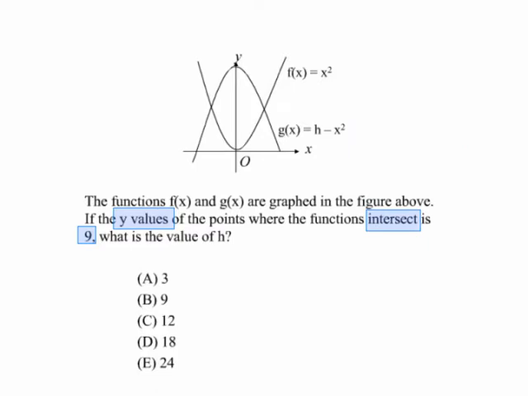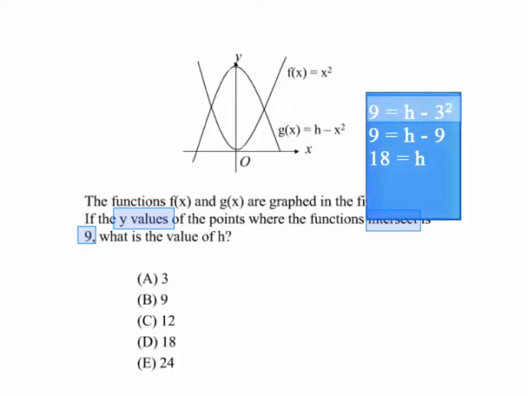Okay, now we're going to substitute that into our g of x equation. And g of x equals h minus x squared. So substitute the x value of 3 in there, and we have that 9, because remember that g of x is the y value. 9 equals h minus 3 squared. So 9 equals h minus 9, so h equals 18.